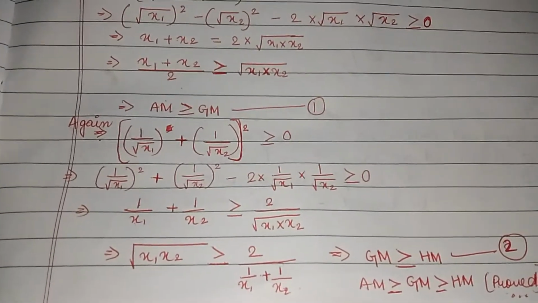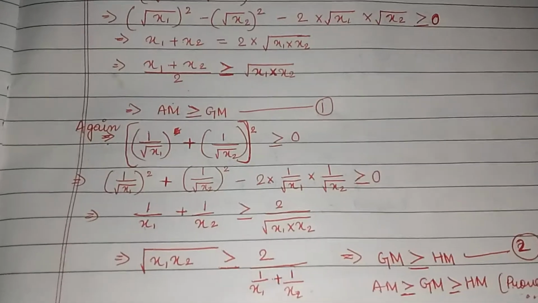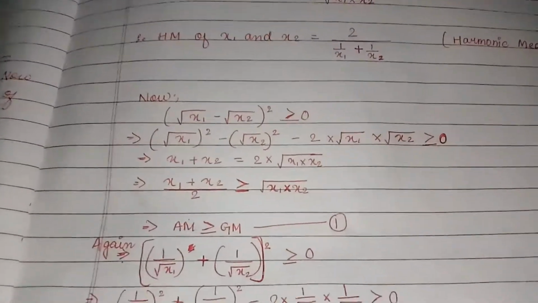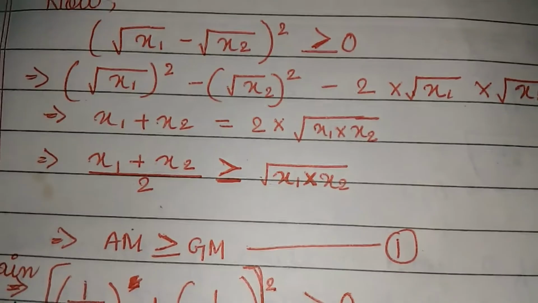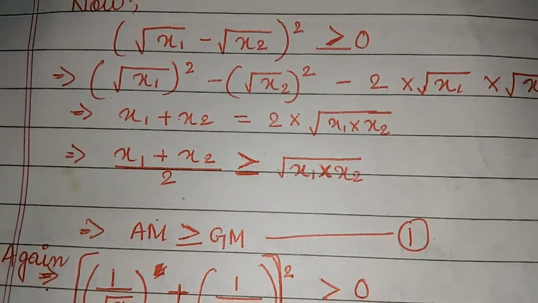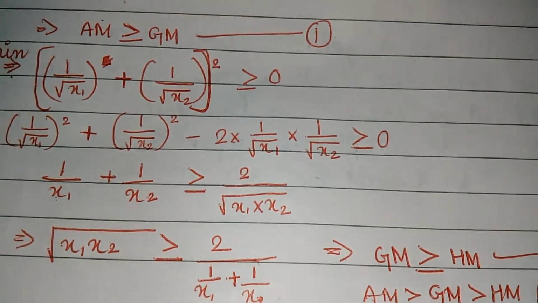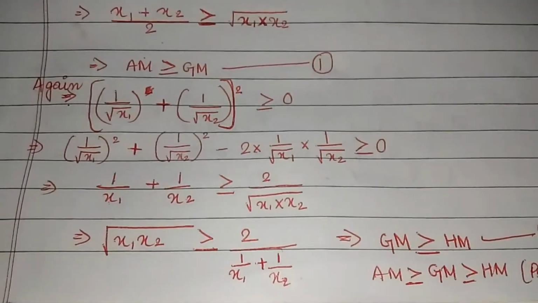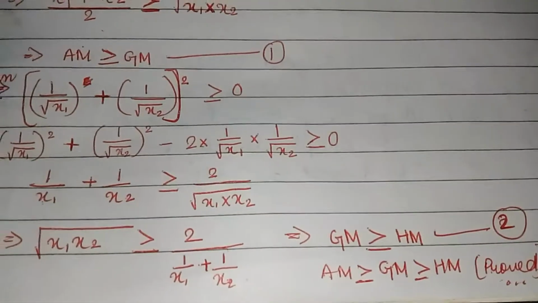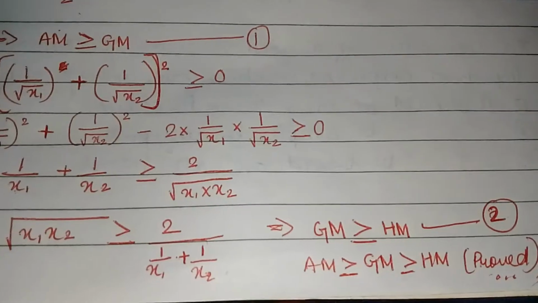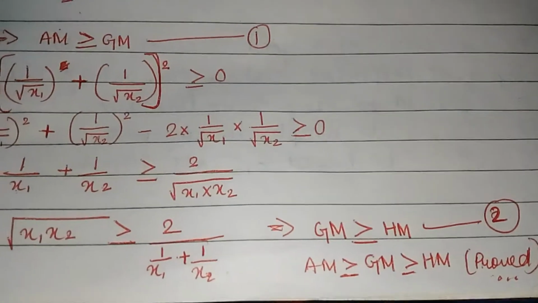So from 1 and 2 we got AM is greater than or equal to GM, and GM is greater than or equal to HM. So from 1 and 2 we got arithmetic mean is greater than or equal to geometric mean, and geometric mean is greater than or equal to harmonic mean. So hence it proves. Question number 13.